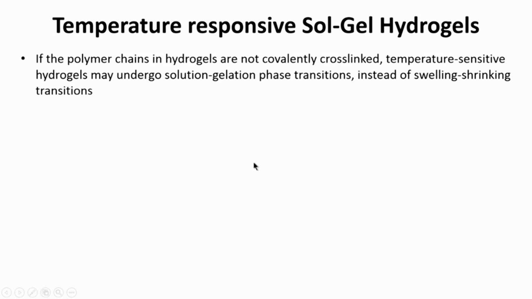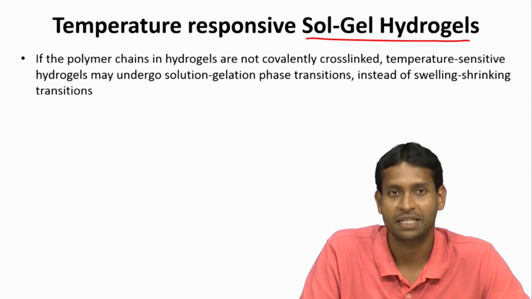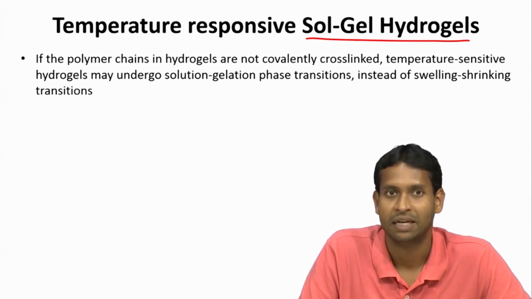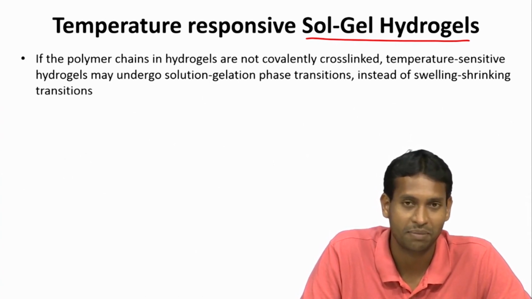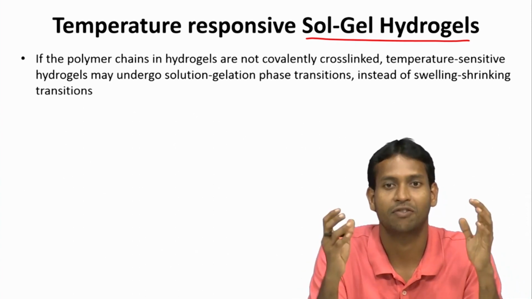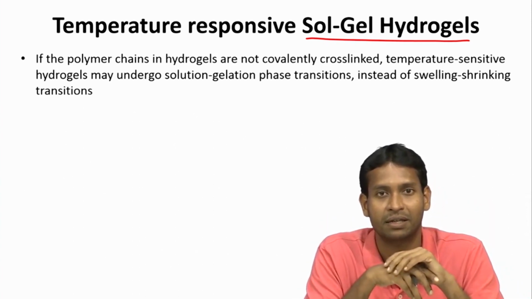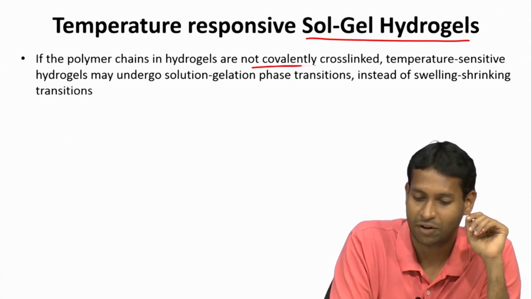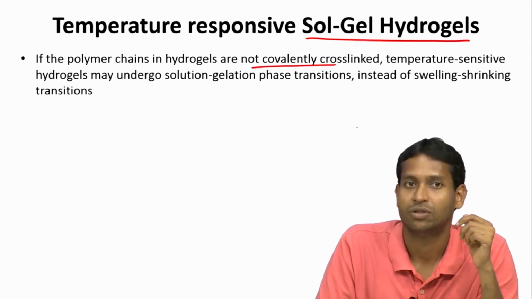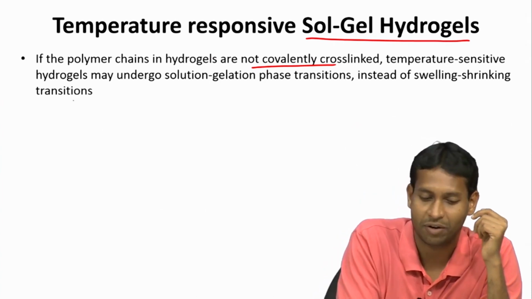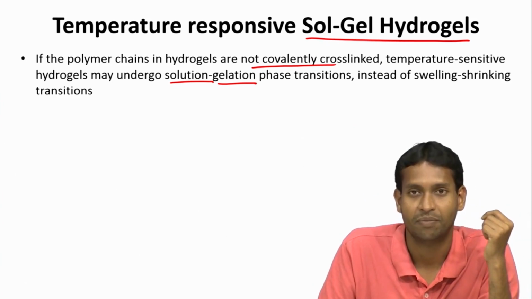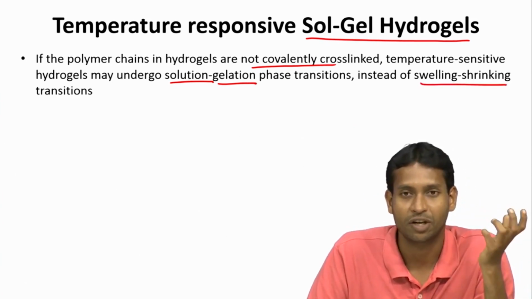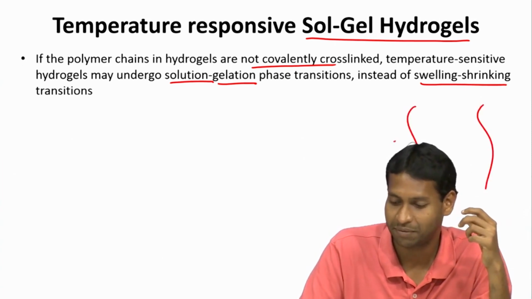Another variant of this is a sol-gel hydrogel. Let us say the polymer chains are not covalently cross-linked. In the previous case maybe they were covalently cross-linked, it is just that the polymer is becoming hydrophobic and hydrophilic that is causing this. But in this case we are saying it is not covalently cross-linked, it is maybe physically cross-linked. Then you can have a hydrogel that will switch between a solution phase and a gelation phase instead of swelling and shrinking. Swelling and shrinking happens because these polymer chains are obviously tethered.